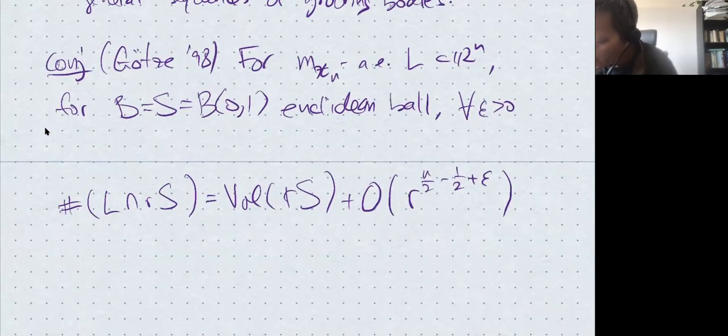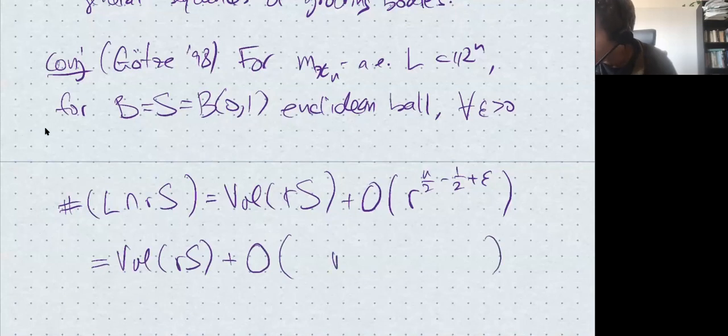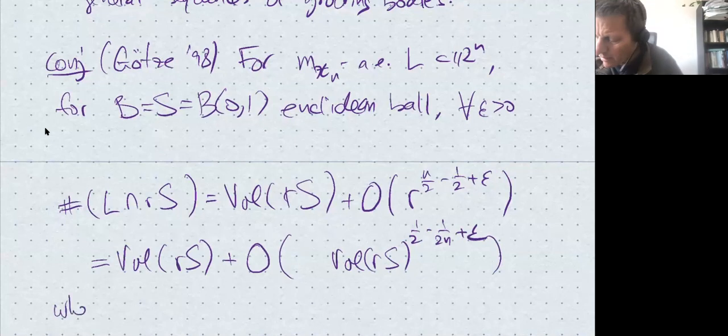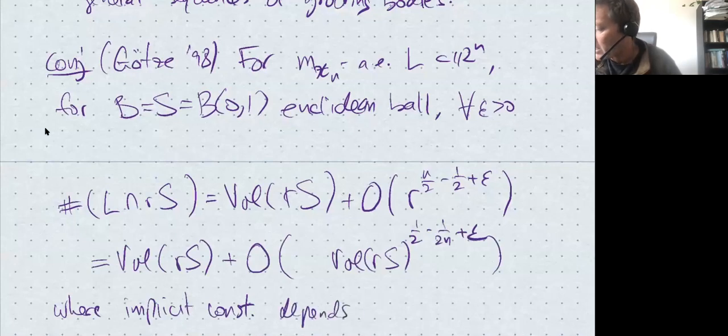Let me, before saying what the implicit constants depend on, rewrite it again in terms of the volume. So the main term is the volume, and then the error term is the main term to a power, and the power is 1/2 minus 1 over 2n plus epsilon, where the implicit constant depends on L, depends on S, and depends on epsilon. So this is the conjecture.